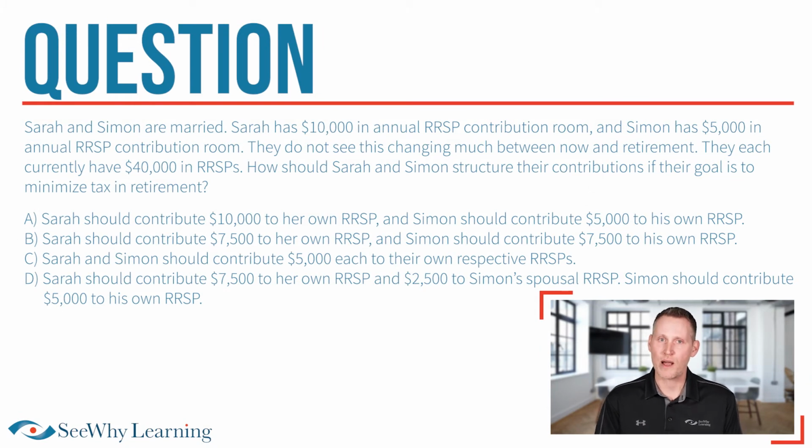As you can see, it's a spousal RRSP question. Now notice that Simon has total contribution room of just $5,000, so the student immediately eliminated answers B and D because in those answers, the total contributions going into his RRSPs exceed $5,000. Now, if you would have made the same mistake, you're not alone, so let's clear up the confusion.